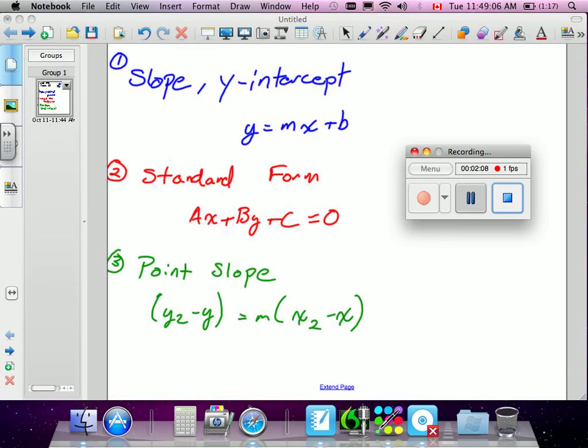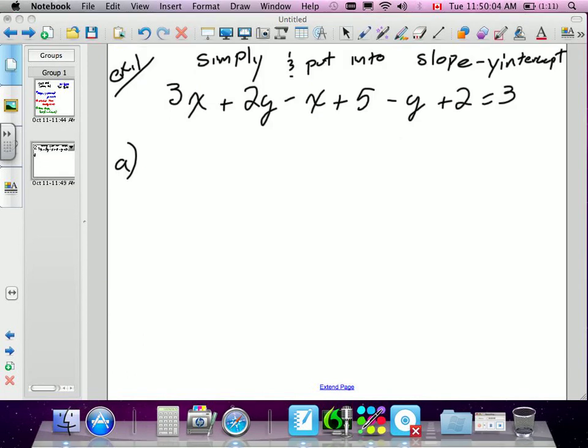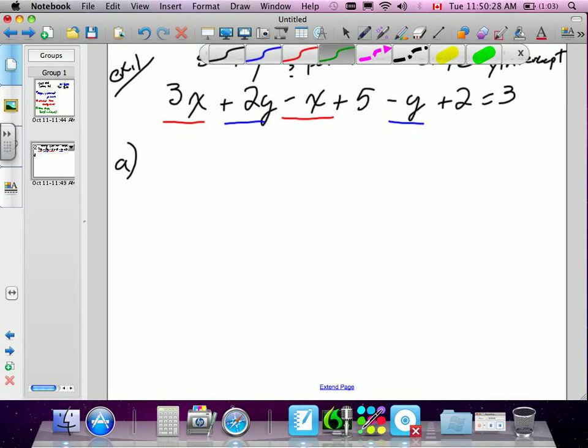All right, so we have our example here. They've given us a very long equation. For example 1, I want you to simplify the equation and put it into slope y-intercept form. So what that means is first we need to collect our like terms. So here are my x variables. Here are my y variables. And finally, these are my constant numbers. There's no variable attached to them. Okay? I'm going to combine my like terms.